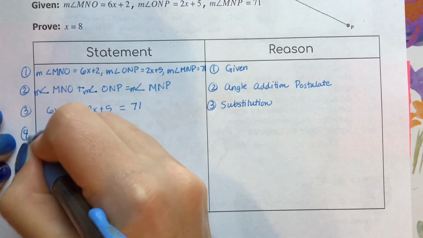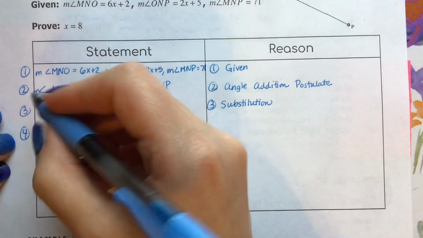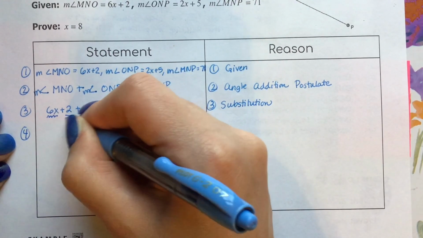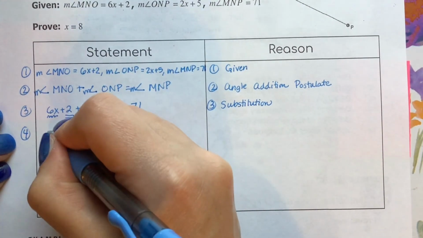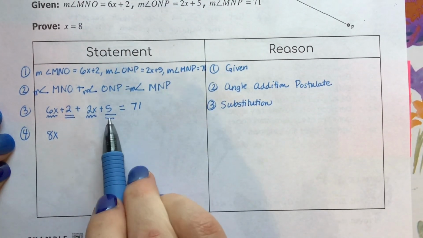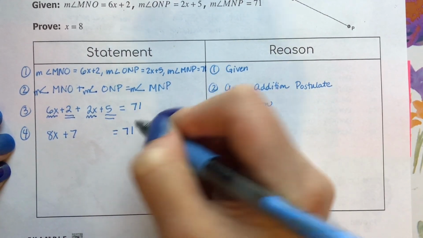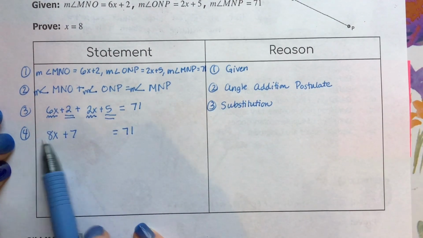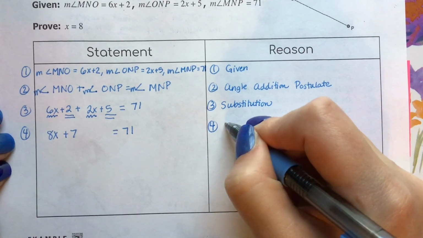So step 4, notice how I have 6x and 2x and 2 and 5 that can be combined. So I'll just kind of underline and circle these so you can see what I'm combining. So 6x plus 2x is 8x. 2 plus 5 is 7. And that's going to equal 71. The step that I did here was combine like terms.